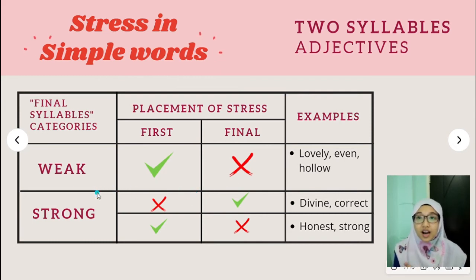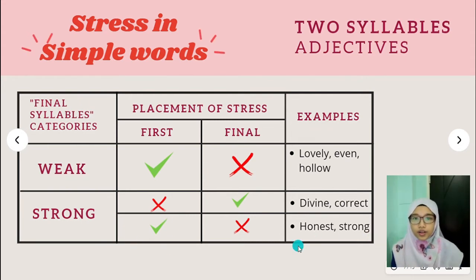Lovely, even, and hollow. The next rule will be when the final syllable is strong, the placement of stress will be on the final syllable. For example, divine, correct. The third rule will be when the final syllable is strong, placement of stress will be placed on the first syllable. The examples are honest and strong.